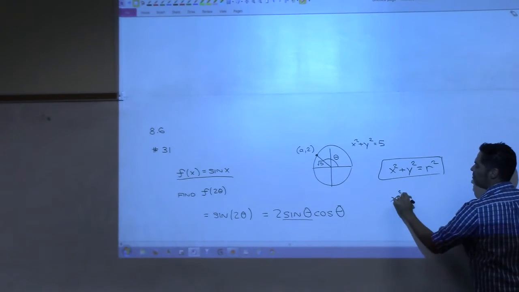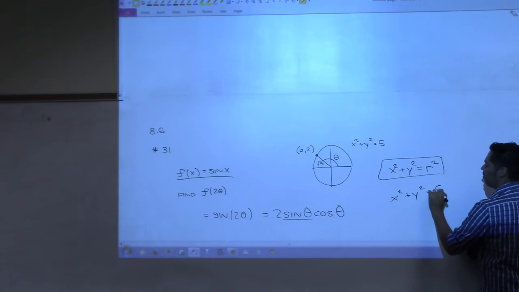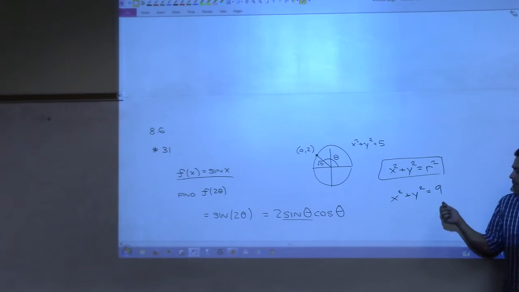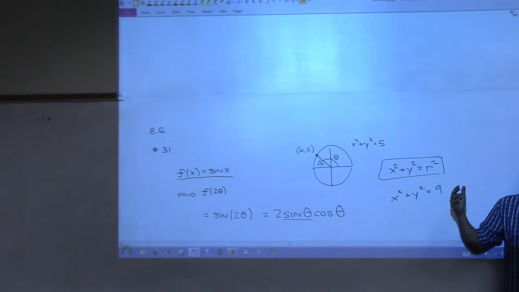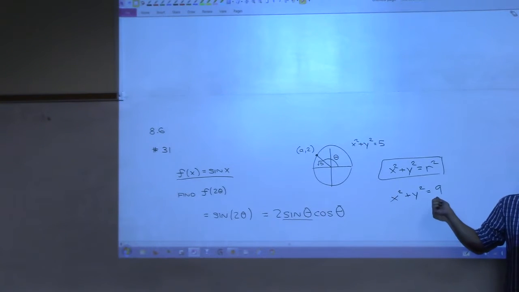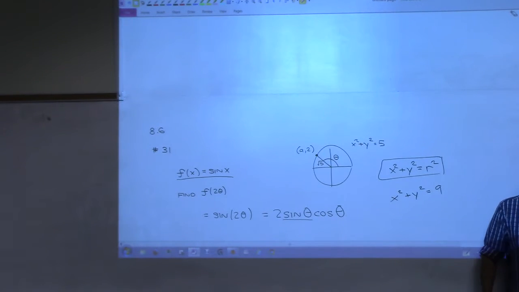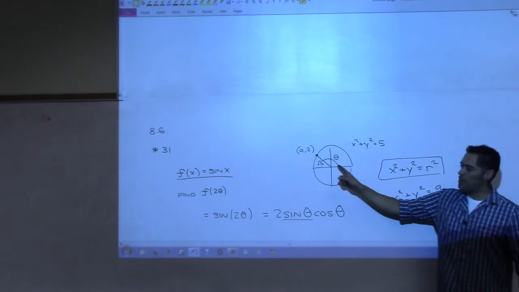Most students have no problem with this. If I write x squared plus y squared equals 9, people will be like, oh, well, r is 3, right? So if it's 9, it's 3. If it's 25, it's 5. If it's 16, it's 4. But if it's 5, it's root 5, right? Whatever that is. You okay with this? Yes, sir.